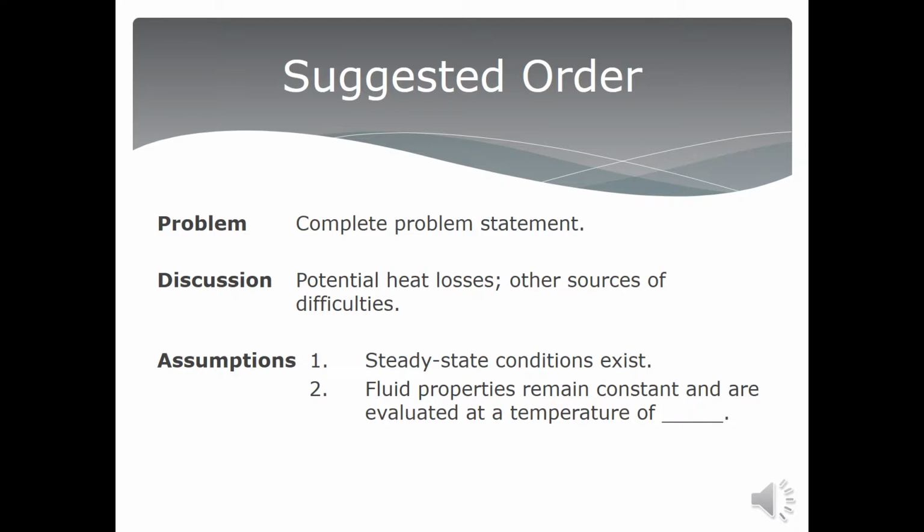Now we will go over the suggested order of calculations for analysis of cross-flow heat exchangers. First, you need the complete problem statement, followed by potential heat losses or other sources of difficulties. Then you need two assumptions. The first is that steady state conditions exist. The second is that fluid properties remain constant and are evaluated at a specific temperature. You need to decide what temperature this is.